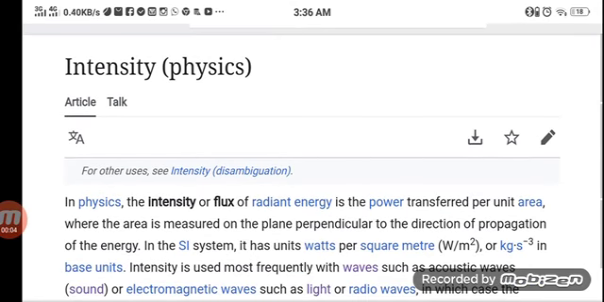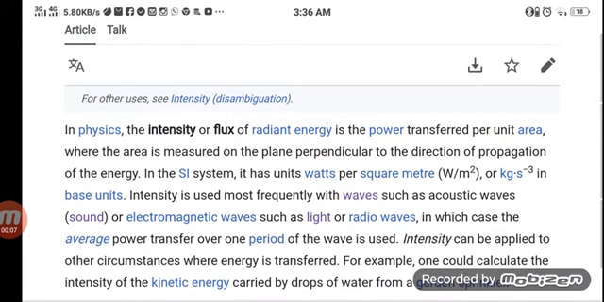See intensity disambiguation. In physics, the intensity or flux of radiant energy is the power transferred per unit area, where the area is measured on the plane perpendicular to the direction of propagation of the energy. In the SI system, it has units watts per square meter, or kg s^-3 in base units. Intensity is used most frequently with waves such as acoustic waves (sound) or electromagnetic waves such as light or radio waves, in which case the average power transfer over one period of the wave is used.